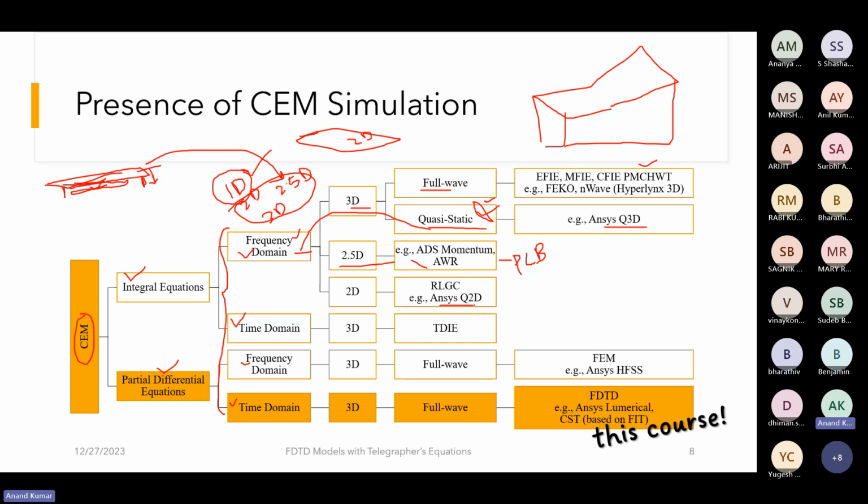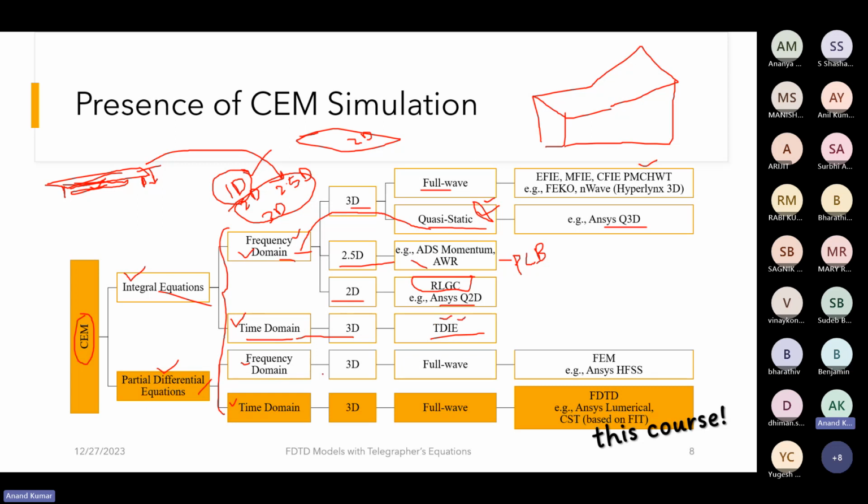Now there is ANSYS Q2D, which uses RLGC values, and this is a 2D solver in frequency domain. In time domain, TDI is the method for 3D, which is based on time domain integral equations.